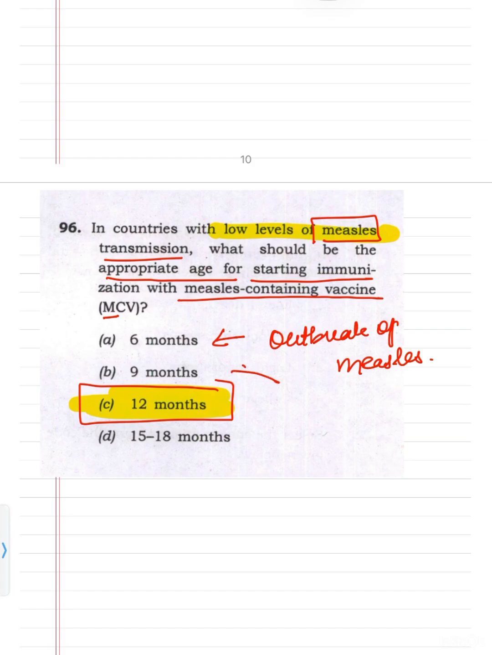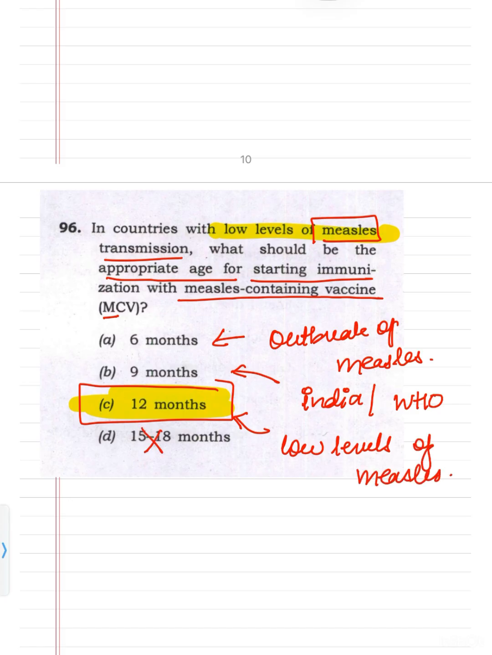9 months we give in India, and it is also as per the WHO because of the compromise. We know that before that there is a possibility that transplacental antibodies are present and may interfere with the immunity development, but still we go for 9 months because we do not want a child to contract measles because of our delay. Then 12 months is for those countries with a low level of measles, because we do not want any interference with the transplacentally acquired antibodies. 15 to 18 months, never. It is not followed anywhere. So the answer will be 12 months.